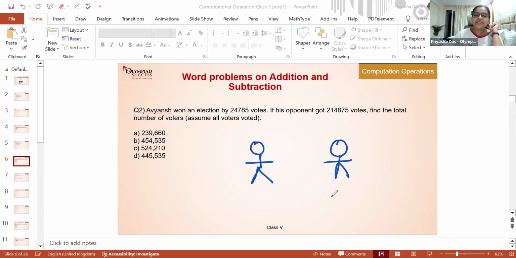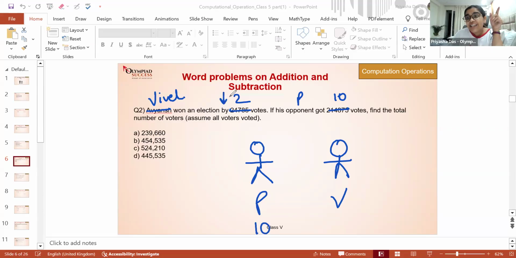So imagine this is Vivek and this is Priyasha. Okay. And just change this question from Avyansh to Vivek. That Vivek won an election by 2 votes. And his opponent, that is Priyasha ma'am, she got 10 votes. So if Priyasha ma'am got 10 votes and Vivek won by, English language, so you people will say, ma'am, we are in a math class or in an English class. So the answer is both. So won by means you got 2 more votes than your opponent. Only then you can win, right?